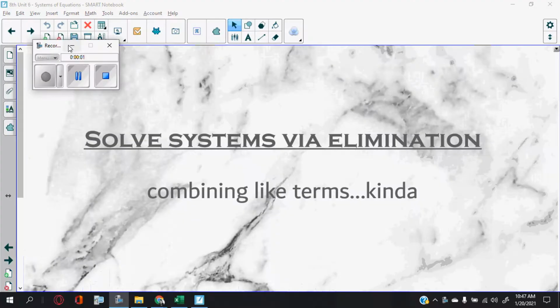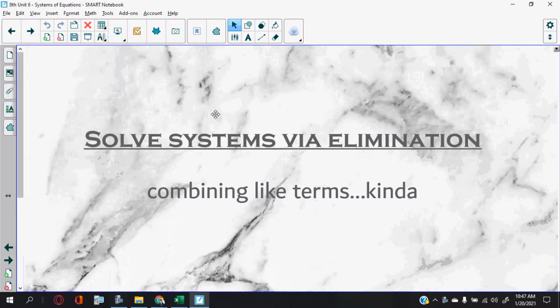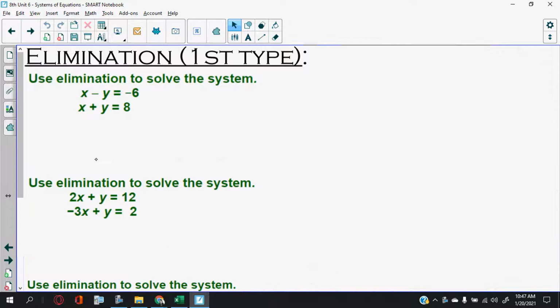So again, like the intro, today we're going to talk about solving systems via elimination, and it's going to take at least a few days, because there are three types of ways you can eliminate. You can eliminate variables when you solve systems. Elimination means eliminating a variable. It's kind of like combining like terms. So let's jump right into it and take a look.